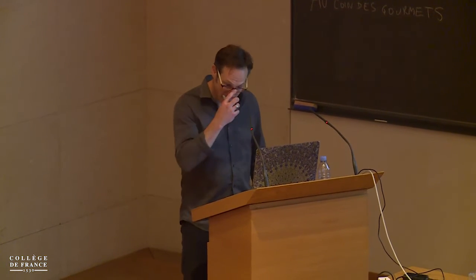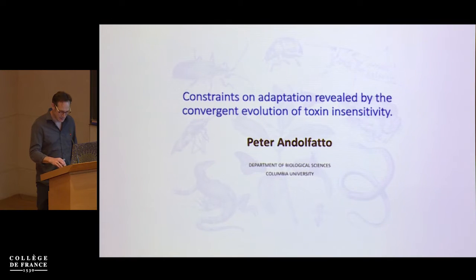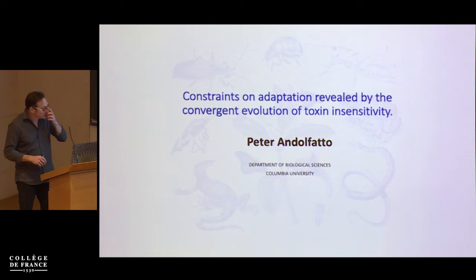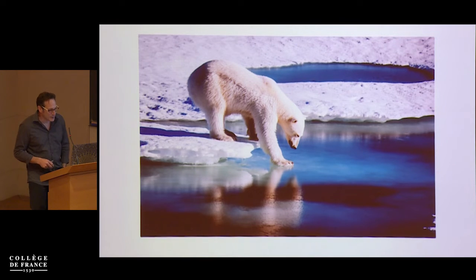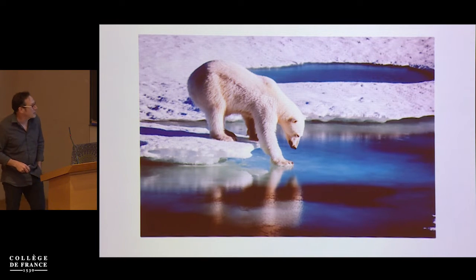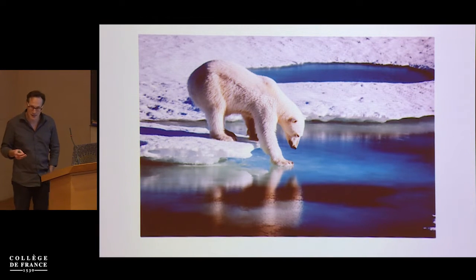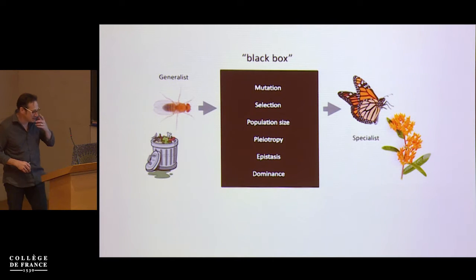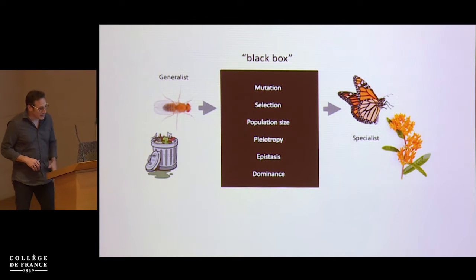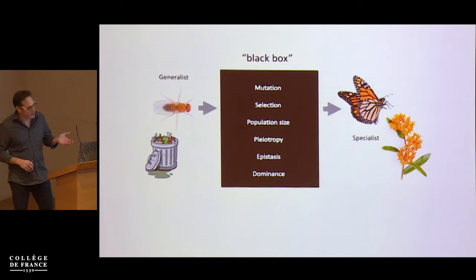And Nicholas set a good segue, I think, into what I'm going to talk about, which are constraints on adaptation. Predicting how species are going to respond to selective pressures requires understanding the factors that constrain their evolution. However, our understanding of these factors and how they constrain adaptation, particularly in complex organisms, is in its infancy.